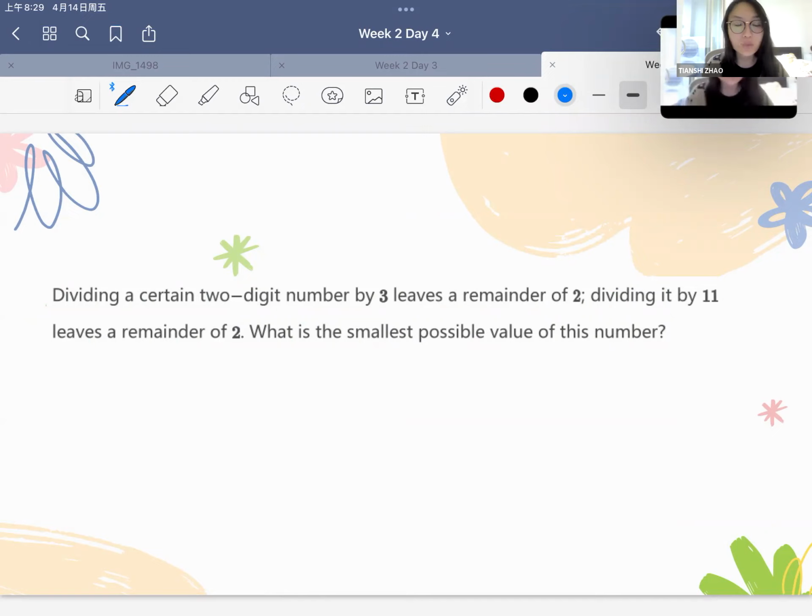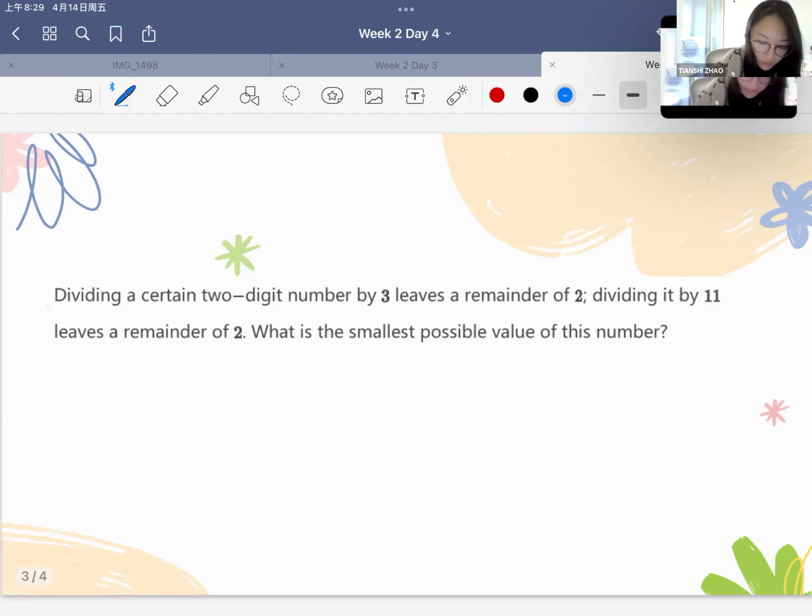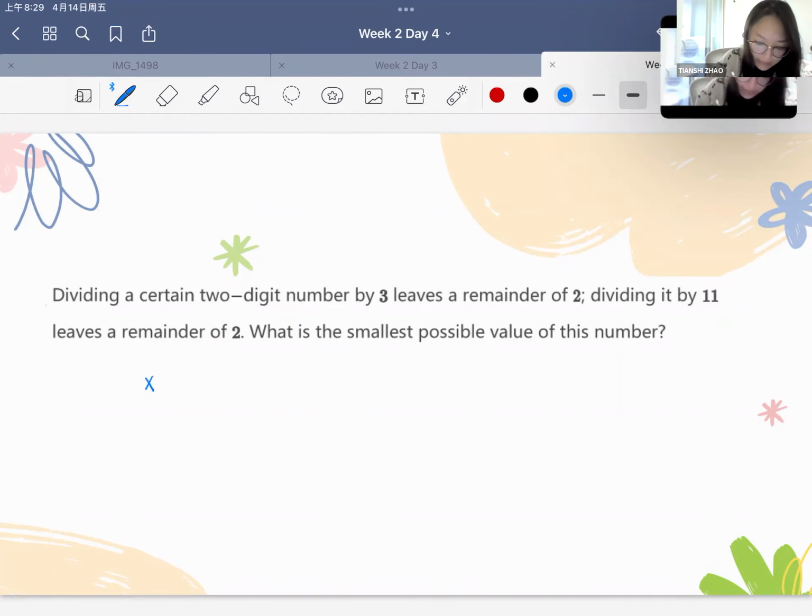For this question, we know that dividing a certain two-digit number by 3 leaves a remainder of 2, and dividing it by 11 leaves a remainder of 2 as well. So what is the smallest possible value of this number? We can assume the number to be x. Divided by 3, it equals some number, and the remainder is 2. And if we divide it by 11, it also gives some number, and the remainder is also 2.